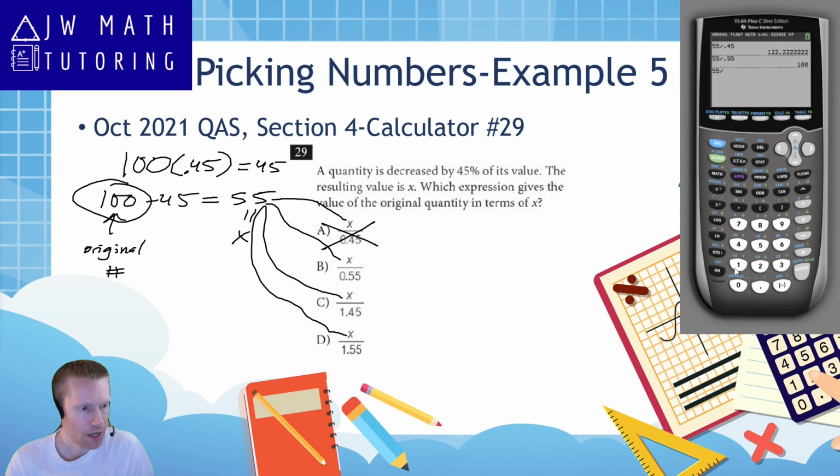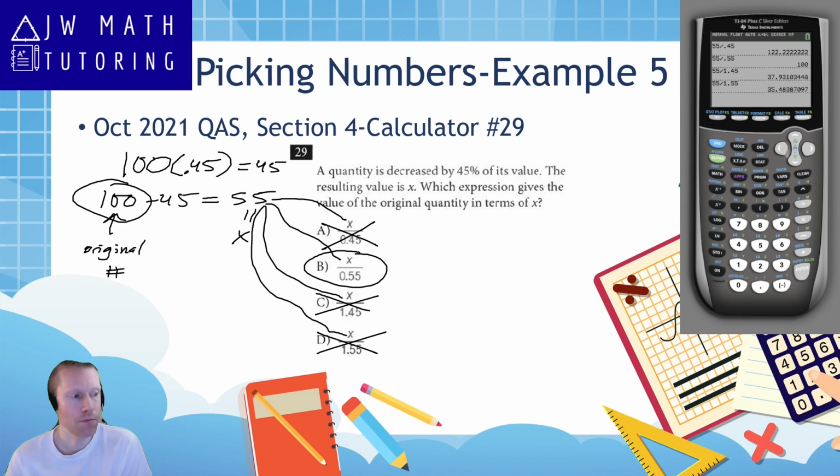Next, we do 55 divided by 1.45. That's 37 point something, clearly not correct. Last one, 55 divided by 1.55. You can probably tell it's going to be an even smaller number. Yep, 35, which is obviously not equal to 100. So the only correct answer is right here, letter B.